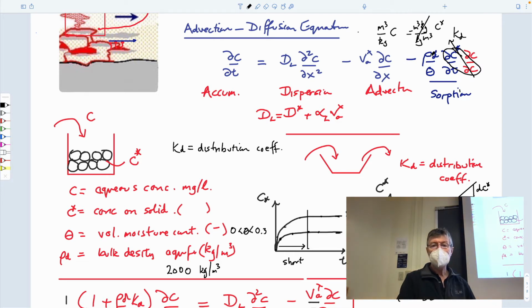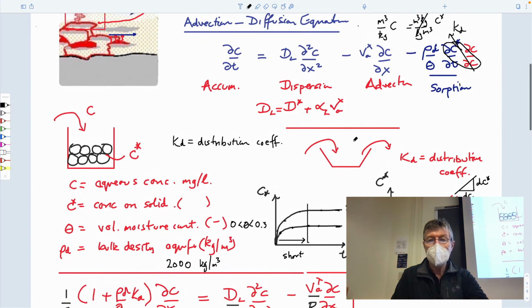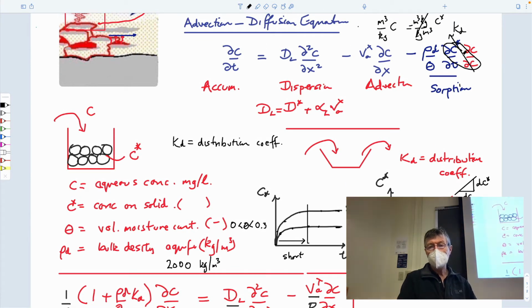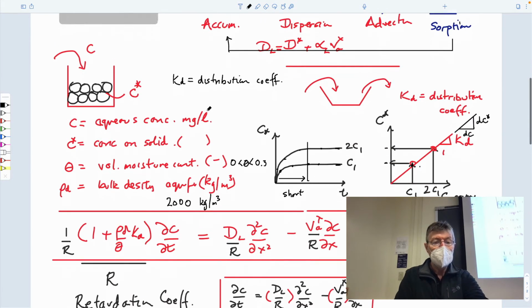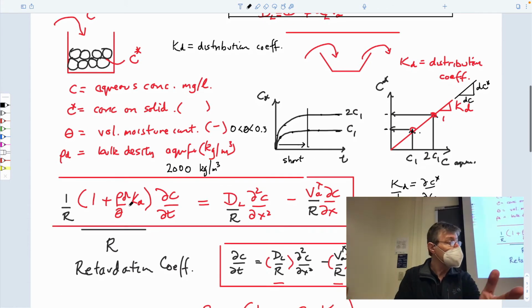And so now we have density, Kd, volumetric moisture content, multiplied by rate of change of concentration with time. And so since we have on the right hand side dc dt, we could take this term, subtract it from both sides, or add it to both sides, I guess. Add a term here for this, and you'll add a term here, and you'll end up with this equation down here. That's all we're doing.